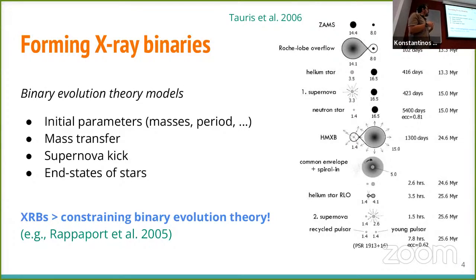So binary evolution theory models try to predict this behavior to understand the systems. And X-ray binaries, since they are very luminous and we can see them in many galactic environments, offer a great opportunity to understand the binary evolution theory through them.